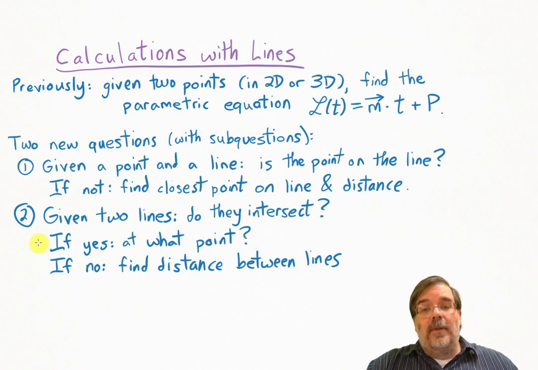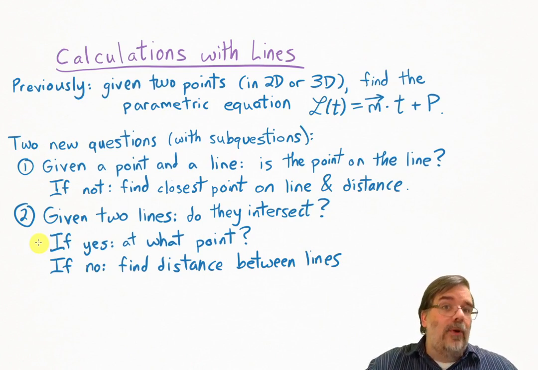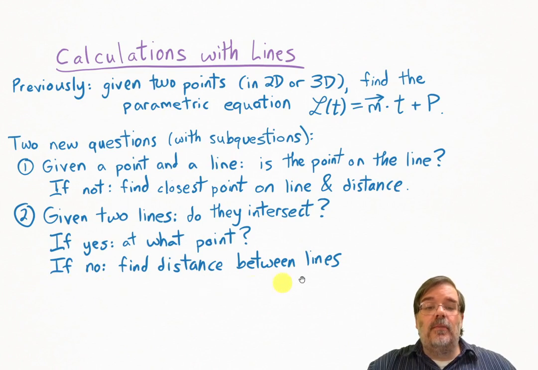So, there's 2 possibilities. If the lines do intersect, you will naturally want to figure out at what point they intersect. If they don't intersect, you could ask, what's the distance between those lines? Kind of similar to the question, if a point's not on a line, what's the distance between them? All right, let's jump in and do some math.